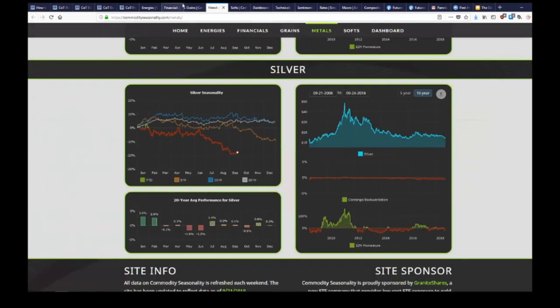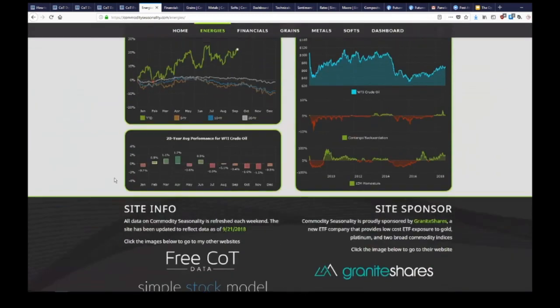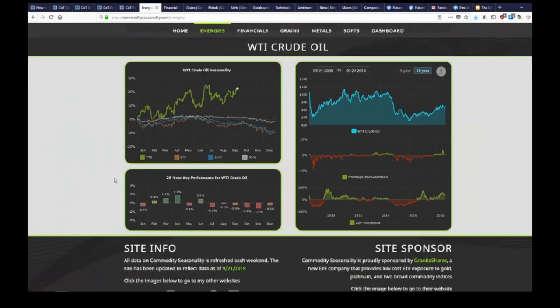And then I can zoom in on some energies. I talked about it a couple weeks ago, but heating oil, WTI, Q4, typically weak. It's important to note that all of the seasonality data is for front month contracts, so it's roll adjusted. It's assuming that you're owning the front month and you're always keeping the front month. So yeah, Q4 has historically been negative in energies.